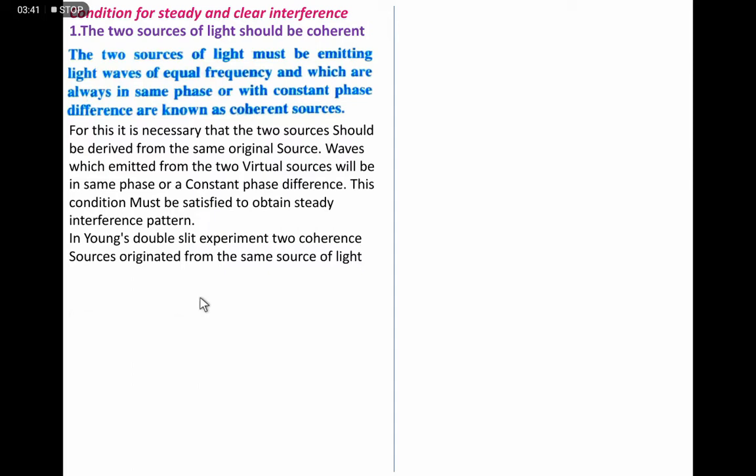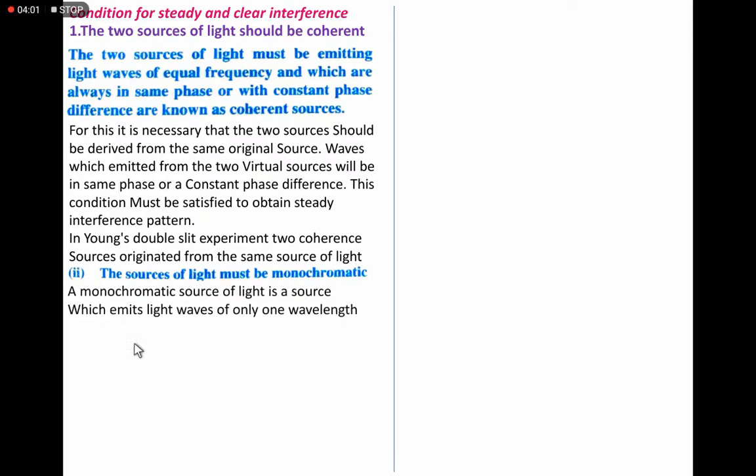Then the second condition is that the sources of light must be monochromatic. In 11th science, we learned about monochromatic sources and polychromatic sources. A monochromatic source is one which emits light waves of the same wavelength, only one wavelength, and in a polychromatic source, the wavelength is not the same.